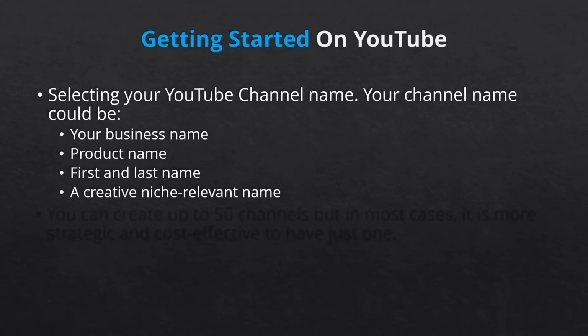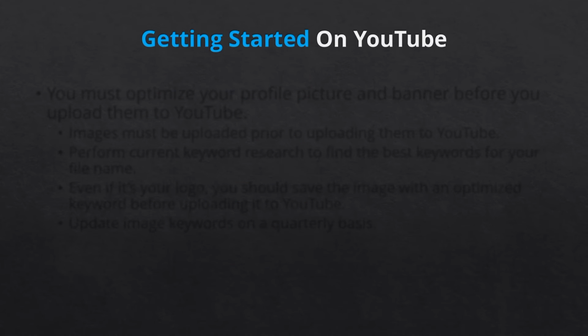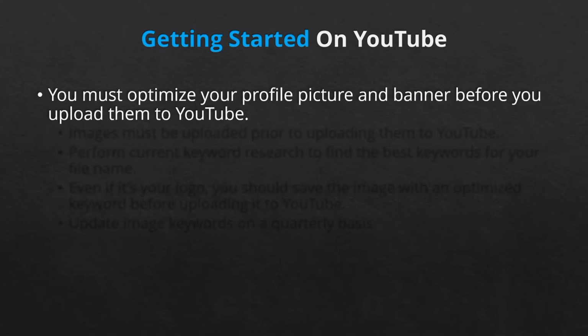Currently, you can create up to 50 channels, but in most cases, it's more strategic and time efficient to have 1 channel with lots of videos and playlists, rather than several individual channels. But we'll talk more about strategy in the next segment. Next up, optimizing your images. If you're familiar with optimizing blog posts and website images prior to uploading them to your website, the concept is the same. This is one of those tiny details that many people underestimate or simply don't know exist, but can go a long way in organic YouTube and search engine optimization.